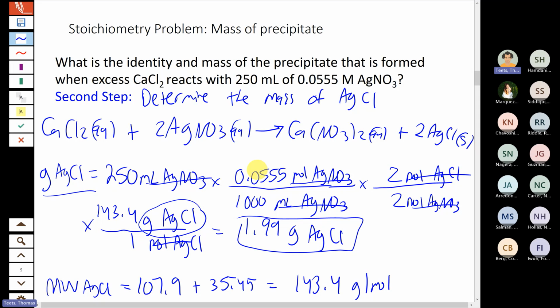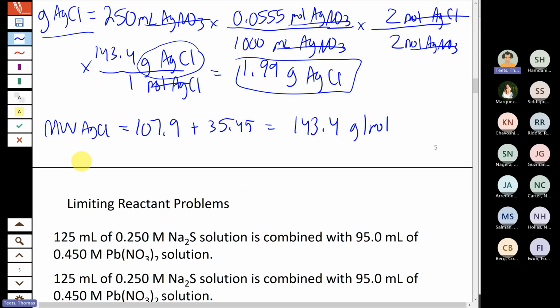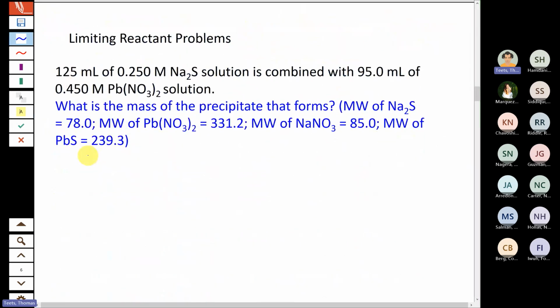All right, any questions on that? All right, we'll do one more that's similar, and the only difference here is that we have to worry about limiting reactants. And again, the key question is, how do we know it's a limiting reactant problem if I didn't tell you in the title? Because what we see here is that we're combining solutions of 2 ionic compounds again. We're once again trying to find the mass of the precipitate.